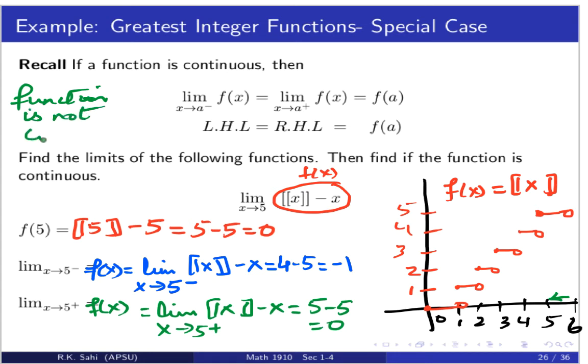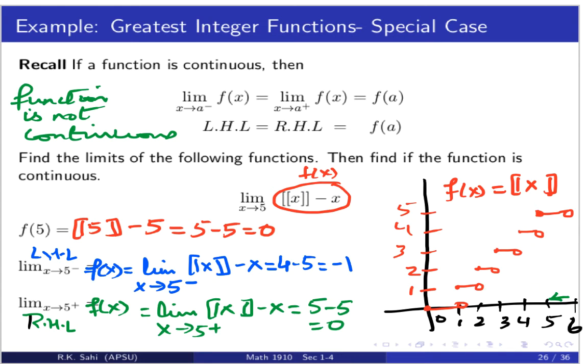So the answer is the function is not continuous. Sorry, this function is not continuous. That's the only thing we know, because I have not yet drawn the graph of the absolute value of x minus x. But just looking at the left-hand limit, remember, it's the left-hand limit, it is not equal to the right-hand limit. Just because the left-hand limit is not equal to the right-hand limit, this function is not continuous at pi.